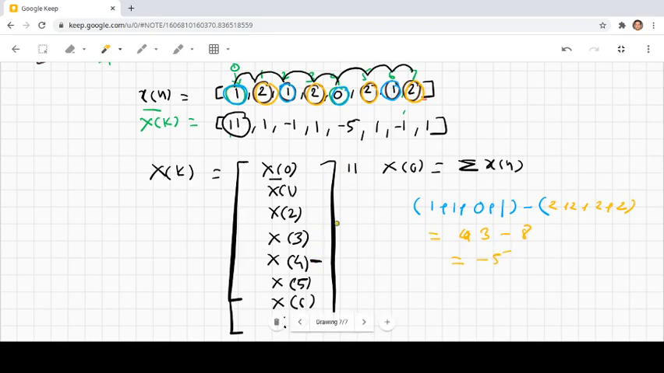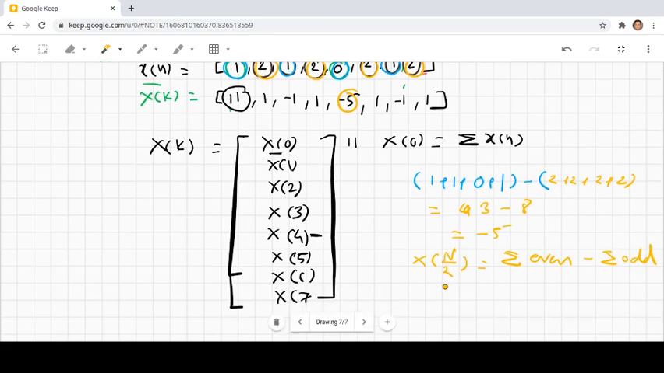And already you know that x of 4 is minus 5. So remember, x of N by 2 is summation of even numbered samples minus sum of odd numbered samples. So please refer symmetry property of DFT. So this way you can find out these numbers very efficiently. And remember, when you find these two numbers you can find easily using DFT property. X of 0 is sum of all numbers, x of 4 is even numbered samples minus odd numbered samples.